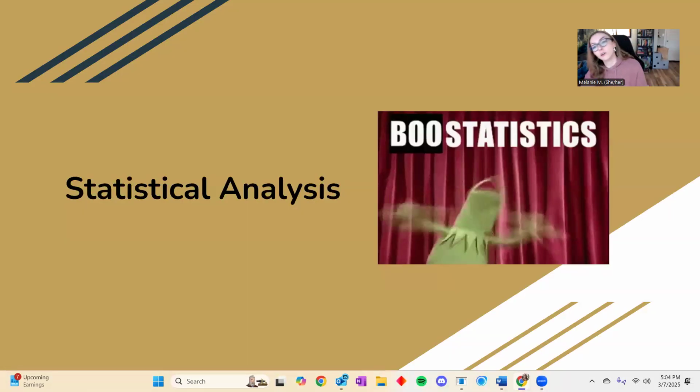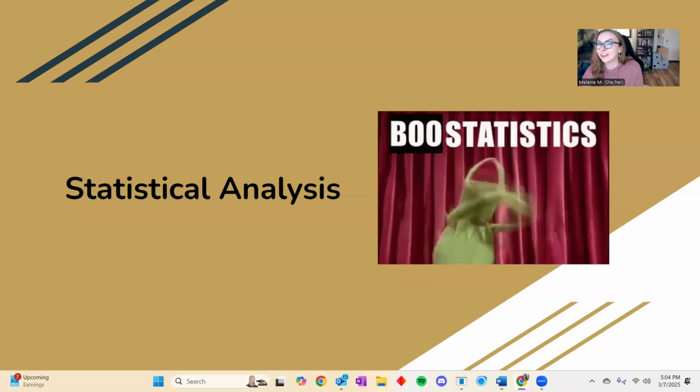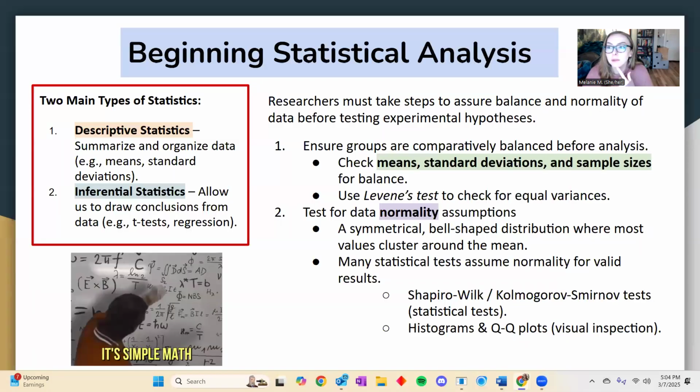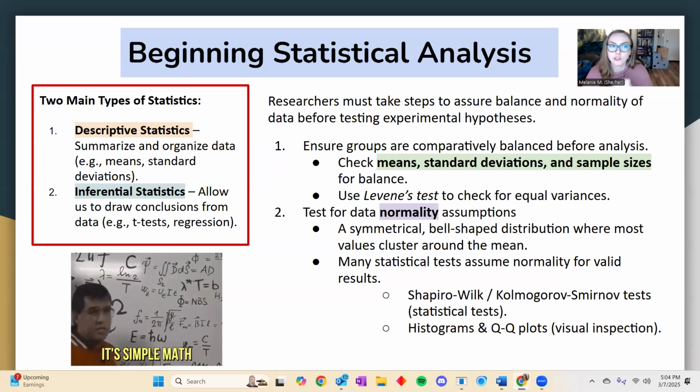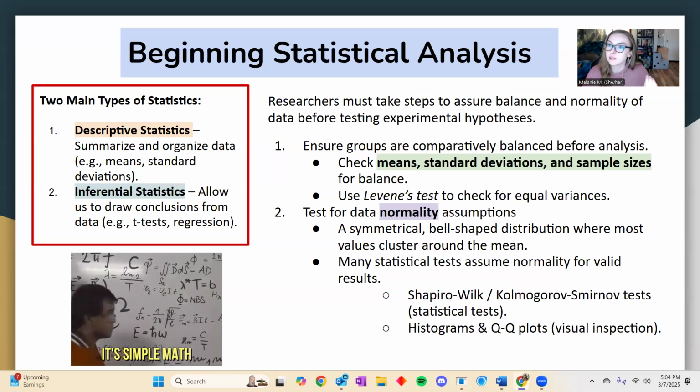All right, so statistics. I know everyone is groaning from afar. Yep, that's fine. We're not going to get too deep into it today. We're just going to do a little recap. So as a recap, there are two main types of statistics.